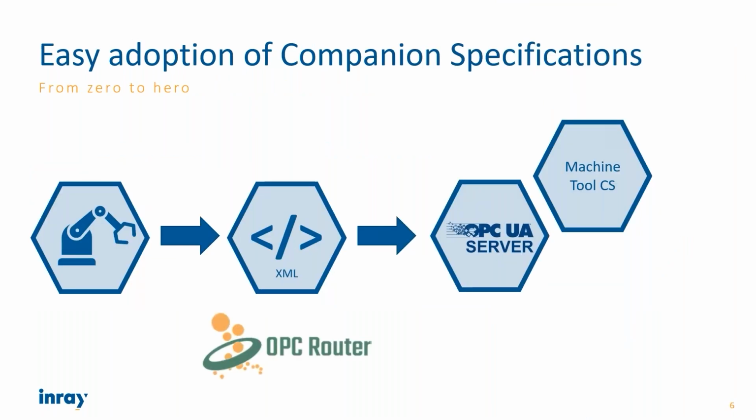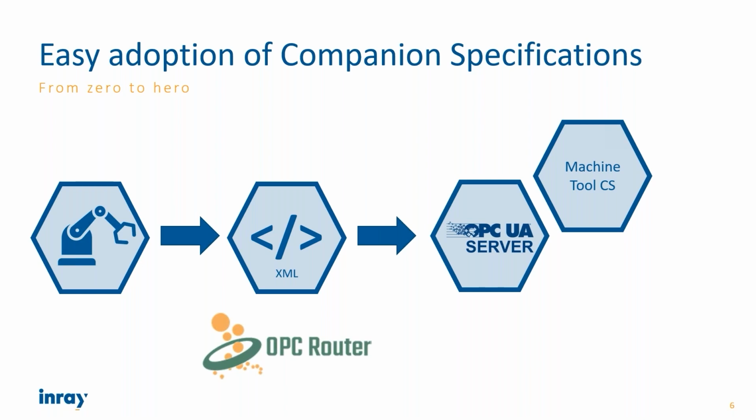Let's today take a look at how easily you can adopt companion specifications as a UA server. So let's imagine there's some machinery, and this machinery provides data in the form of an XML document, which is hosted on an SMB file share, and we are required to provide this data as an OPC UA server, which is compliant to the machine tool companion specification. The tool of choice, of course, is the OPC Router.